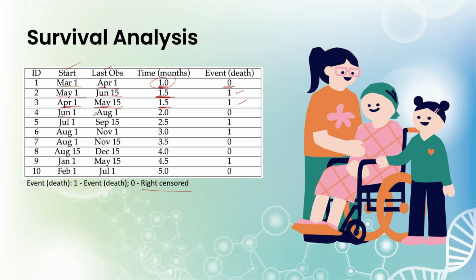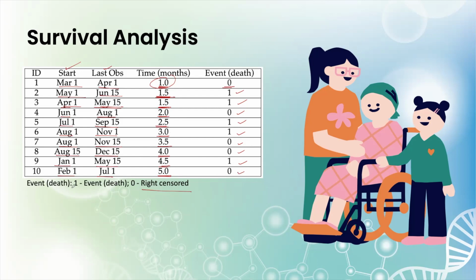The fourth patient, June 1 to August 1, meaning after 2 months, hasn't died yet. July 1 to September 15, so that is 2.5 months, the patient died. August 1 to November 1, after 3 months, the patient died. August 1 to November 15, after 3.5 months of observation, the patient hasn't died yet. August 15 to December 15, that is 4 months, the patient hasn't died yet. January 1 to May 15, that is 4.5 months, the patient already died. And February 1 to July 1, so that is 5 months, which is the last observation, meaning the patient hasn't died yet.